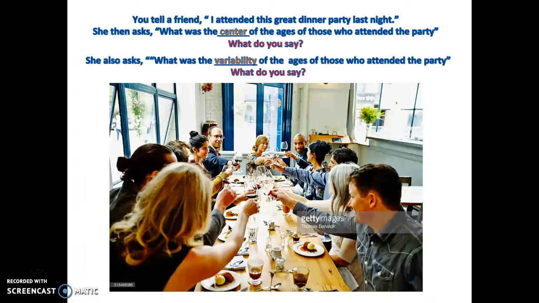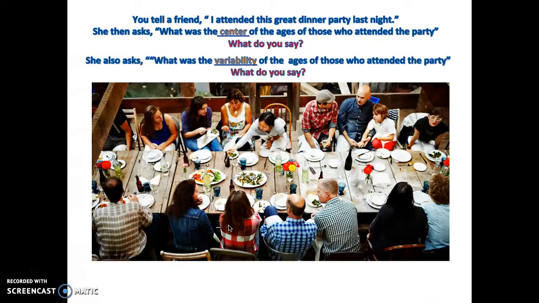So if someone asks you, what's the average age here? You might say 30, because everyone's kind of the same age. And if someone said, what's the average age here? You might say 30 also, but I see some children. I see some older people, some middle-aged people, and so the average still could be 30, but there's more variability. So that's what we're talking about with numbers.